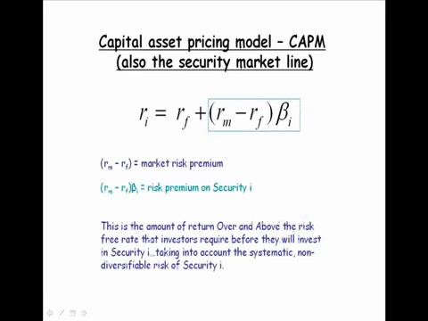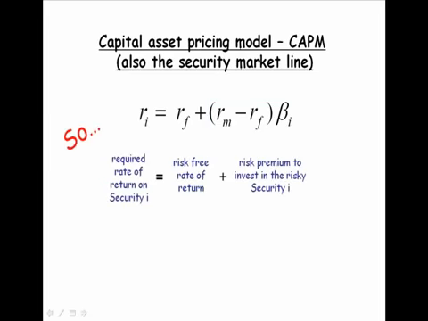Now, when we take the market risk premium and multiply that times the beta for asset I, this gives us the risk premium on security I. This is the amount of return over and above the risk-free rate that investors require before they will invest in security I. This takes into account the systematic non-diversifiable risk of security I. So, our required rate of return on an asset is equal to the risk-free rate of return plus a risk premium to compensate the investor for the riskiness of that asset.